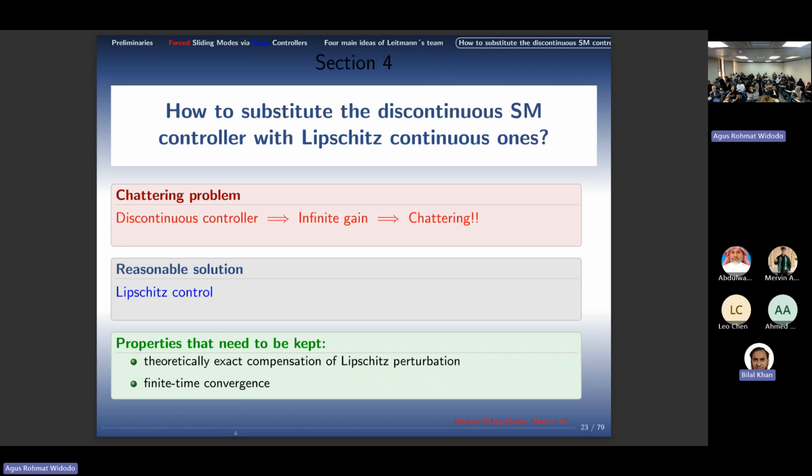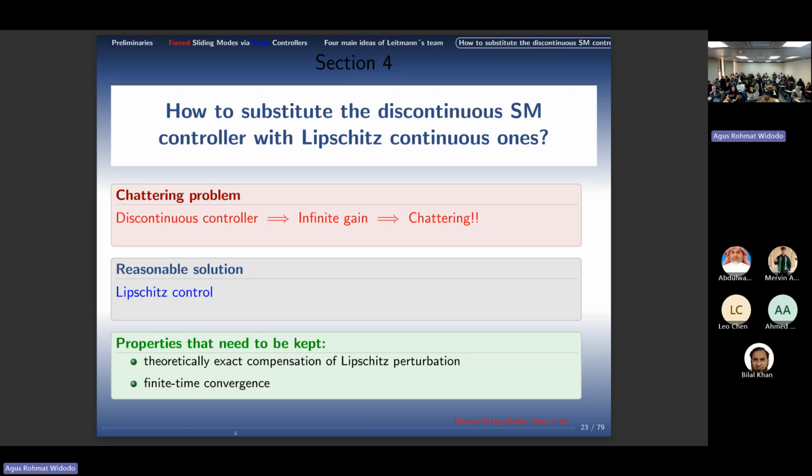So finally, what happened? It was all theory done under the condition that we don't have chattering, but we do. Why do we have chattering? Because we need to act very fast. We need to act with infinite gain and with infinite frequency. So what do we need to do? And it was a start for my PhD work and for my friend's PhD work.